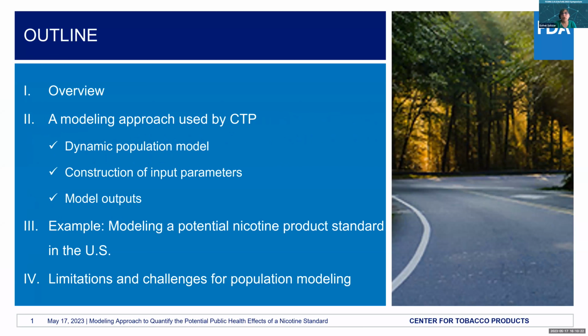I will start with a brief overview of population modeling in the context of tobacco regulation. Then I will introduce the population modeling approach being used by CTP for a potential nicotine standard. I will describe the model assumptions, input parameters needed to run the simulations, as well as model outputs. Then I will briefly present an example of this model considering the implementation of the potential nicotine standard in the US. And I will finalize pointing out some limitations and future directions for population modeling.